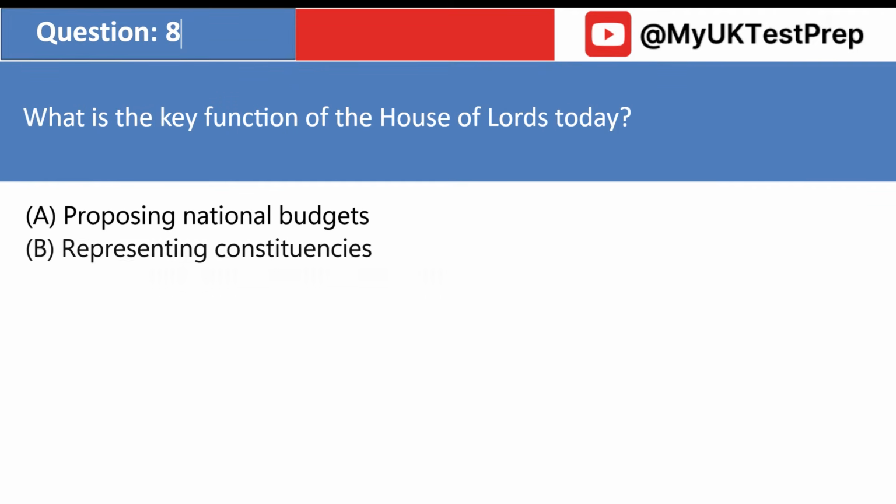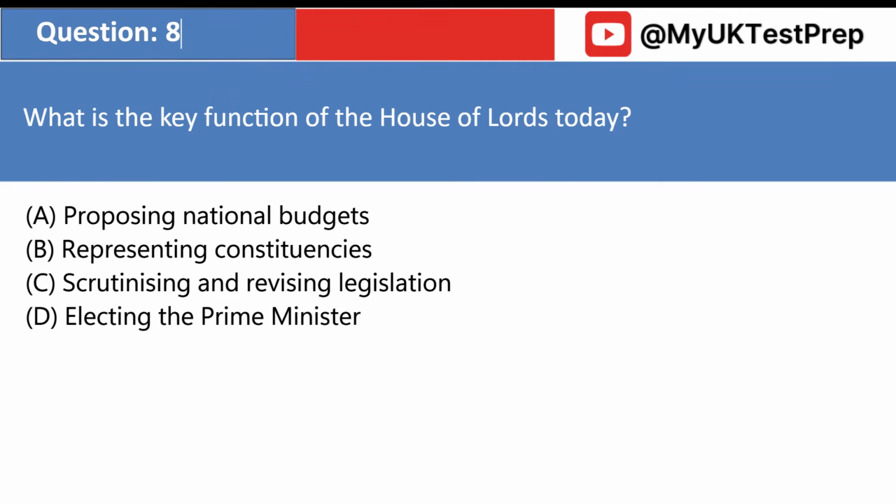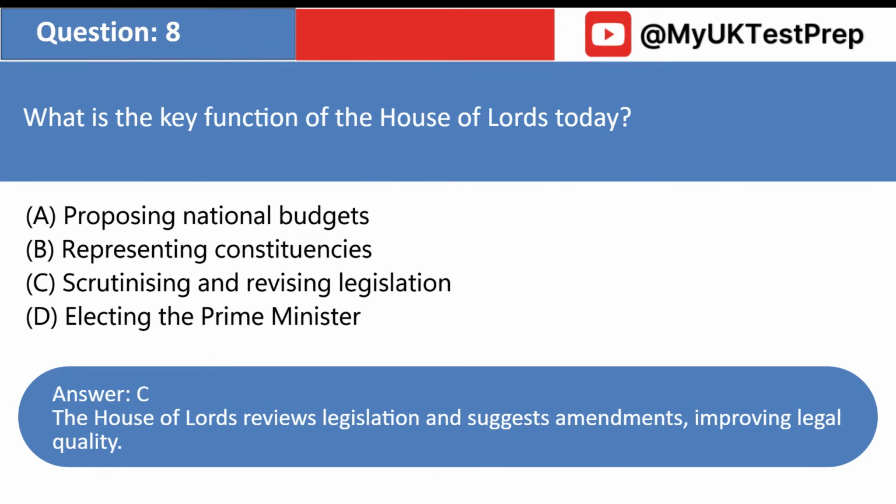What is the key function of the House of Lords today? A. Proposing national budgets. B. Representing constituencies. C. Scrutinizing and revising legislation. D. Electing the Prime Minister. Answer: C. The House of Lords reviews legislation and suggests amendments, improving legal quality.